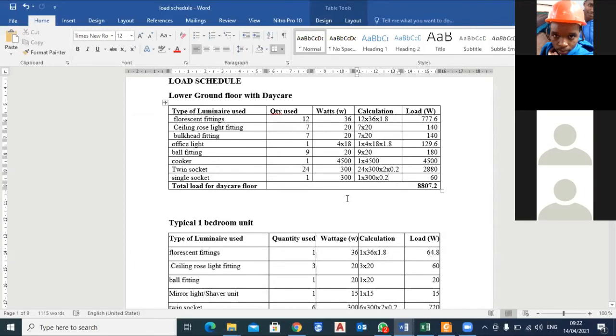So remember, our circuits. We had said that we are going to have 2 circuits for lighting, 3 circuits for sockets, and 1 circuit for cooker. So what is the total number of circuits? 6. So you can decide to use a 6-way consumer unit, or you can use a 7-way consumer unit if it's in the market.